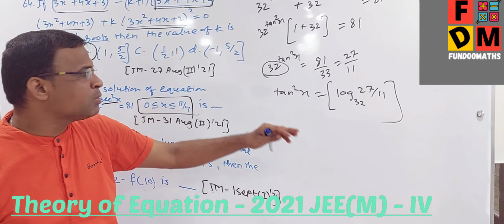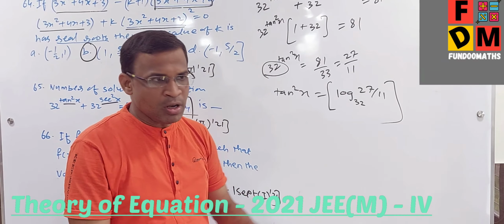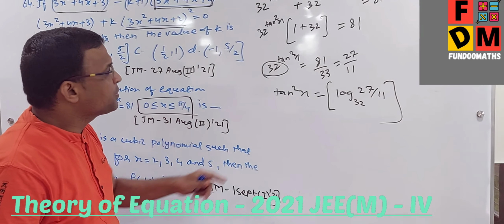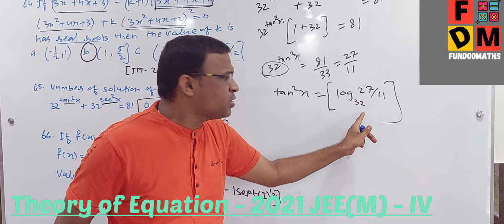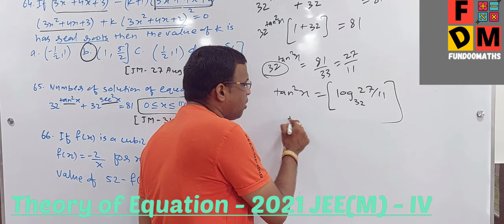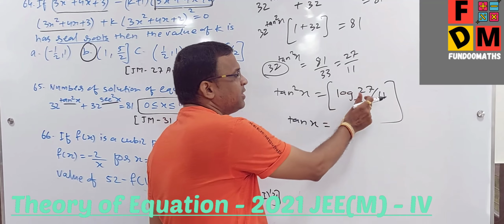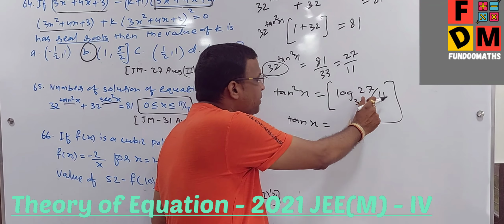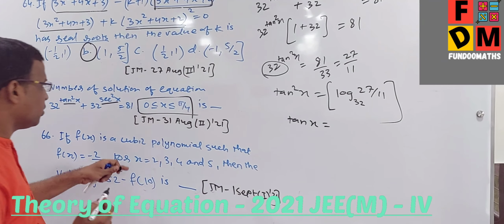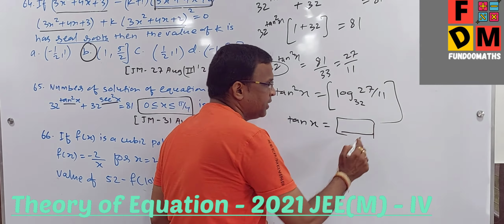Always remember, it's a halwa question once again. Log of 3 to the base 32 is always less than 1, because log a to the base b, where a is less than b, will always be less than 1. And obviously log is positive, so greater than 0. So tan square x is less than 1, so obviously I can say that tan x will be less than 1. Tan pi by 4 is 1, and they have also given the limit 0 to pi by 4.